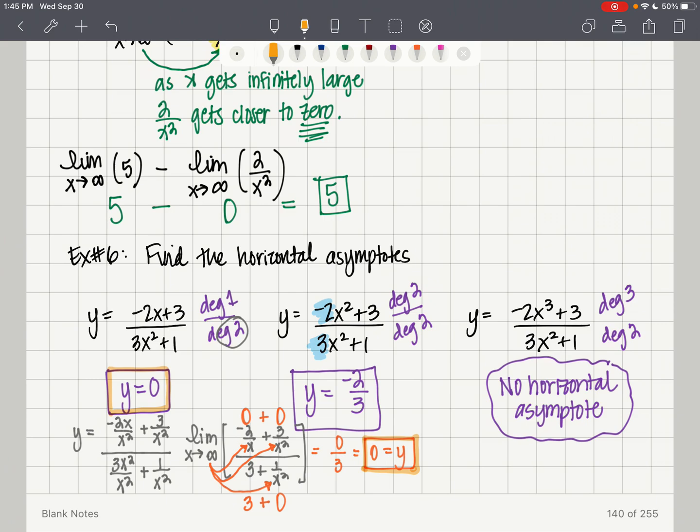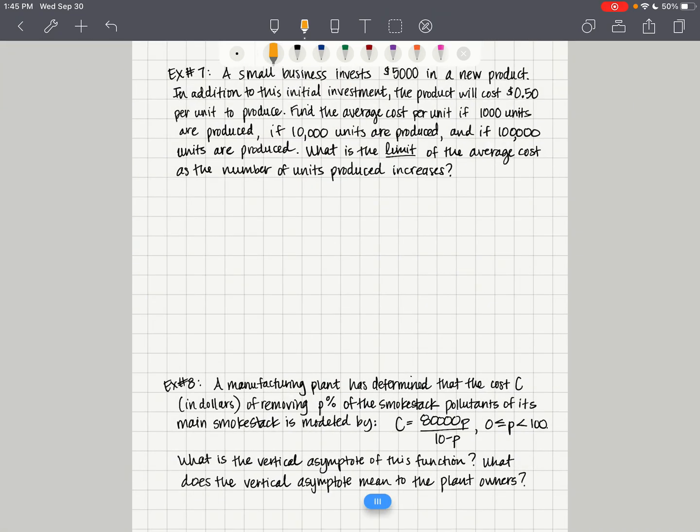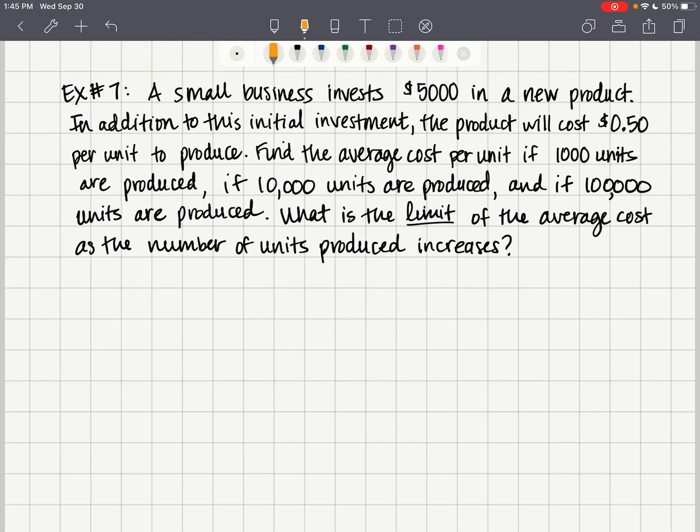But this is how you technically go about finding your horizontal asymptote using proper rules of mathematics versus just shortcuts that get us to the answer. Shortcuts are really important to know though, so hopefully you did write those down if you didn't already remember them. Okay, a small business invests $5,000 in a new product.